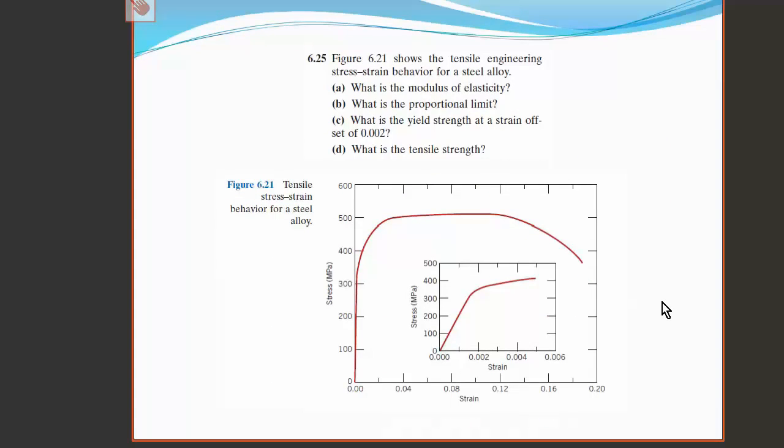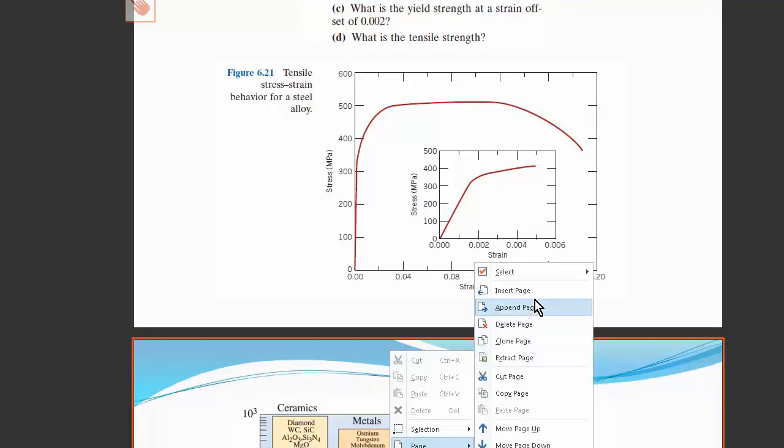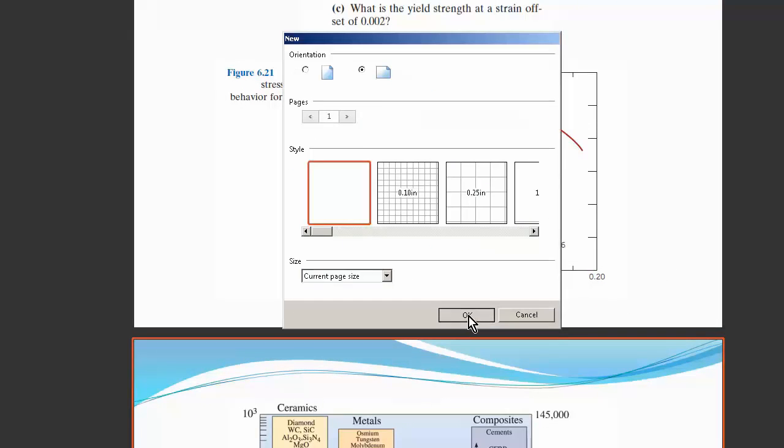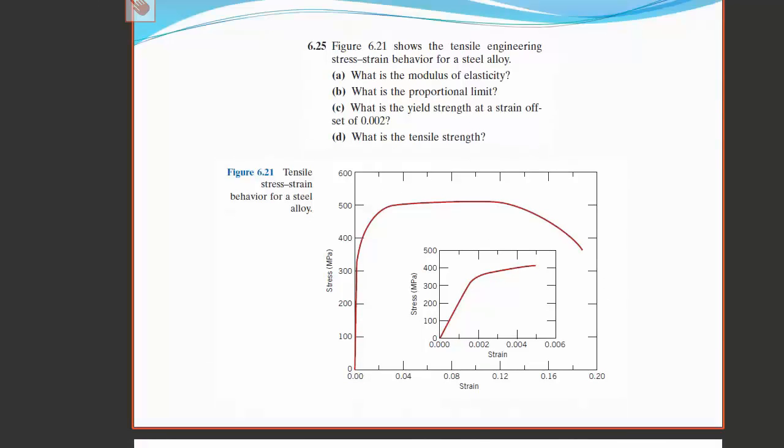Let's apply some of this to this problem here. So let's apply some of the concepts we've learned to the problem. Figure 6.21 shows the tensile engineering stress-strain behavior for a steel alloy. Notice they use the word engineering.